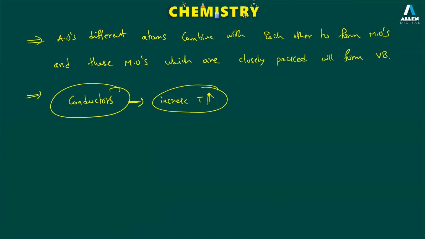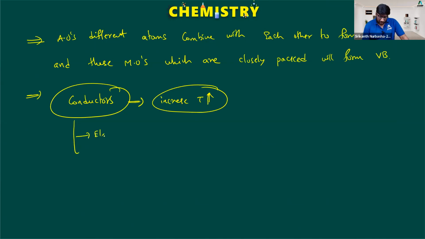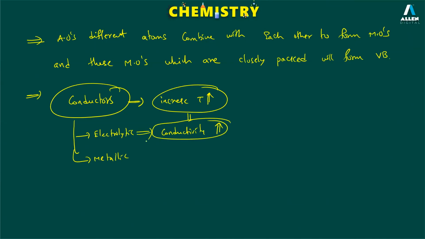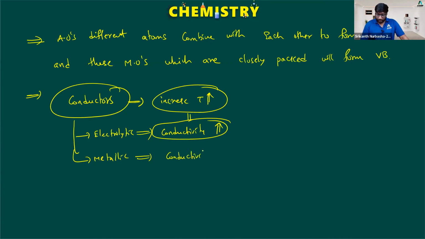Conductors are actually classified into two types: electrolytic conductors and metallic conductors. What are those types? Electrolytic and metallic. With increase in temperature, conductivity increases in electrolytic conductors, whereas conductivity decreases in metallic conductors, because the molecular motions increase.